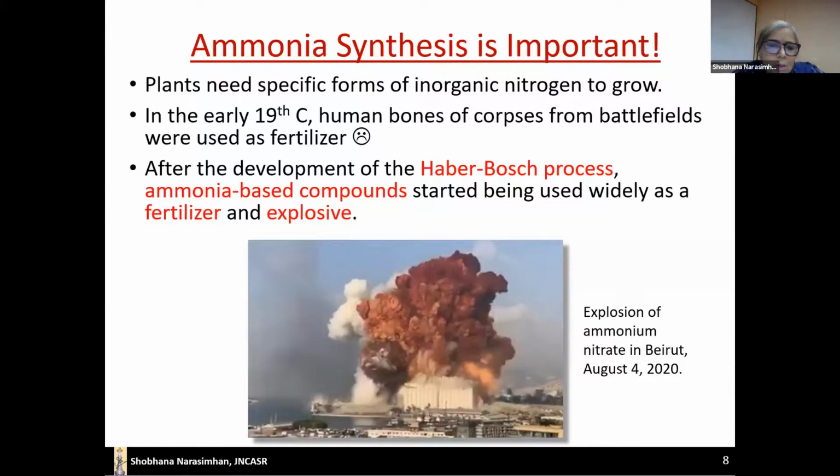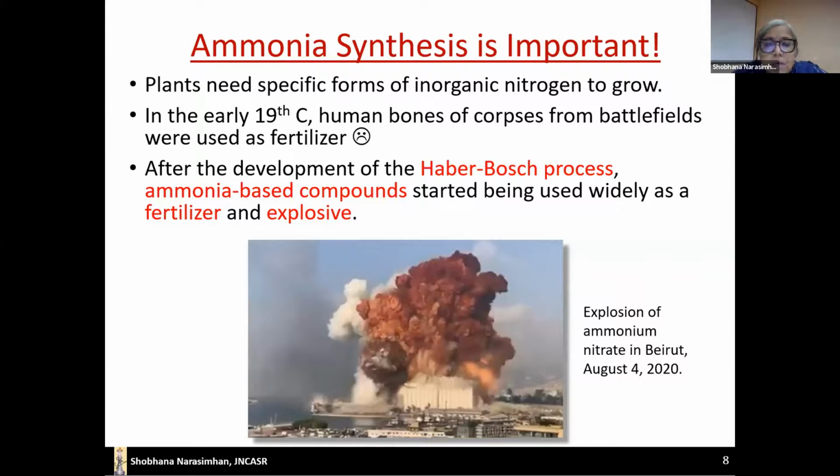Why is this important? Well, plants, as you know, need specific forms of inorganic nitrogen to grow. And people realized this a long time ago, but the question was, how do you supply this? And in the early days, people used organic sources of nitrogen. For example, they used to use ground up bones. They would use animal bones, but they also used to use human bones. So for example, people used to scavenge in battlefields where there were large numbers of corpses and use those bones as fertilizer, which is a rather gruesome thing.